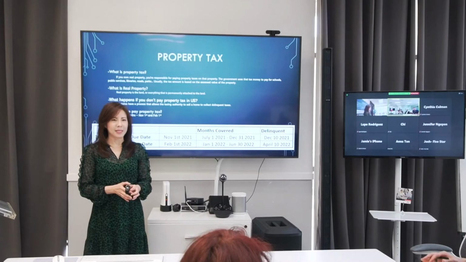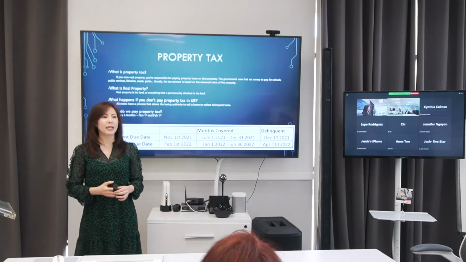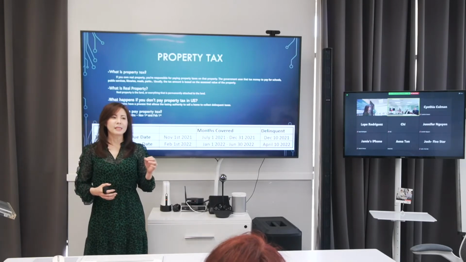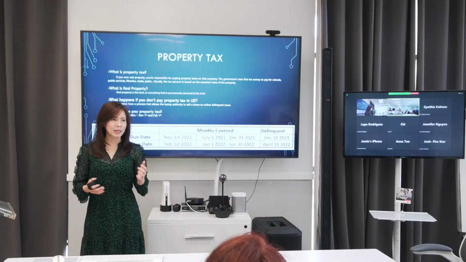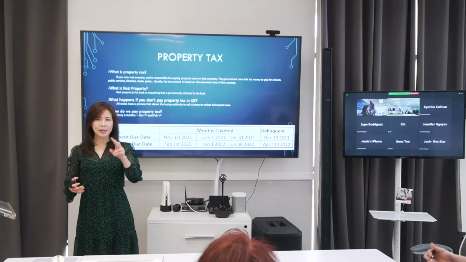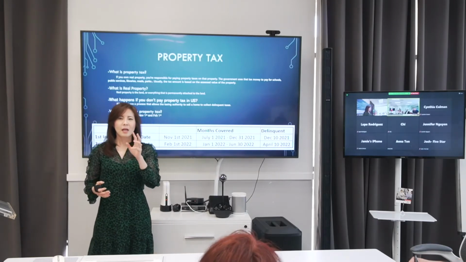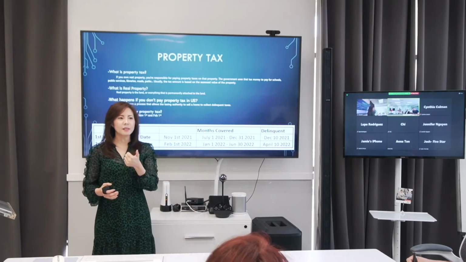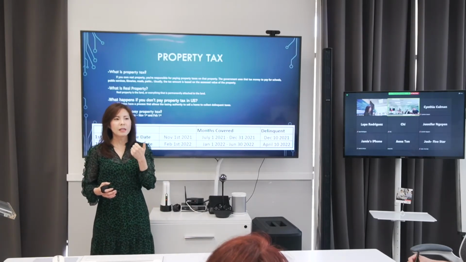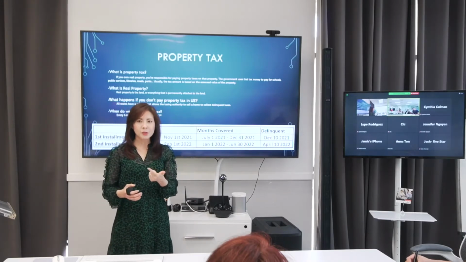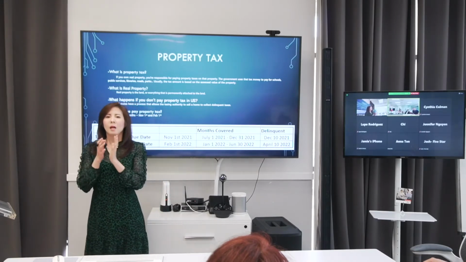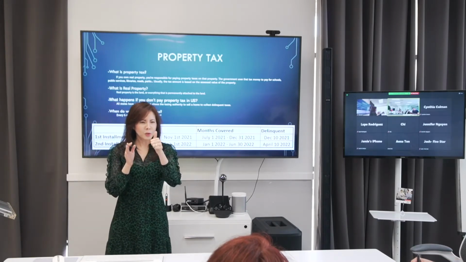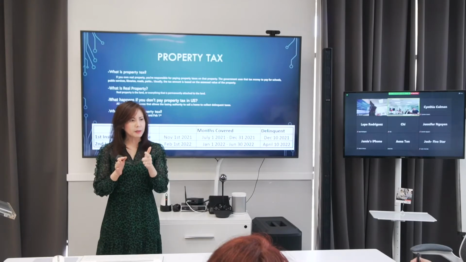When do we pay property tax? This is where it gets complicated. We pay property tax every 6 months, meaning we pay property tax twice a year. The first installment due date is November 1st, and the second due date is February 1st.